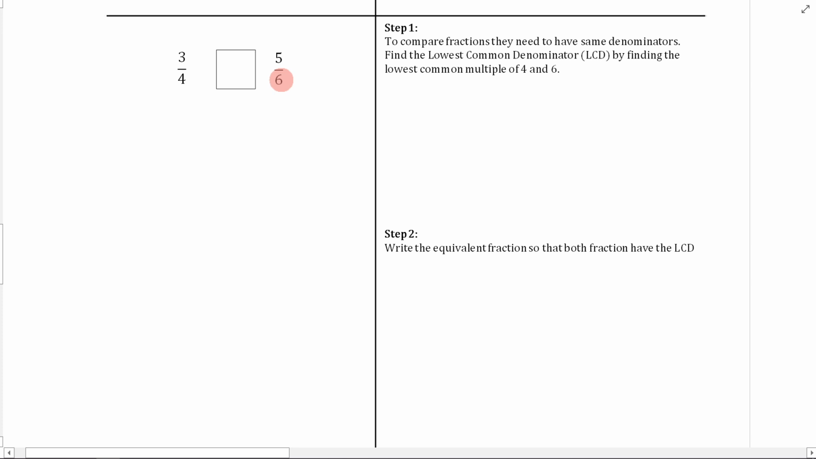So when you're in this scenario, what you want to do is create equivalent fractions with a lowest common denominator. So that's our first step. To compare fractions, they need to have the same denominators. Find the lowest common denominator, the LCD, by finding the lowest common multiple of, in this case, 4 and 6. So what's the lowest common denominator of 4 and 6?